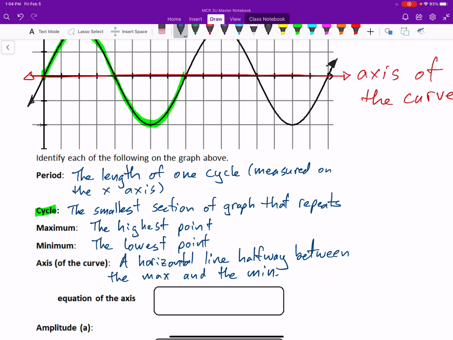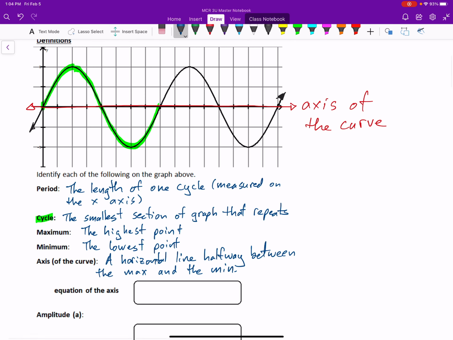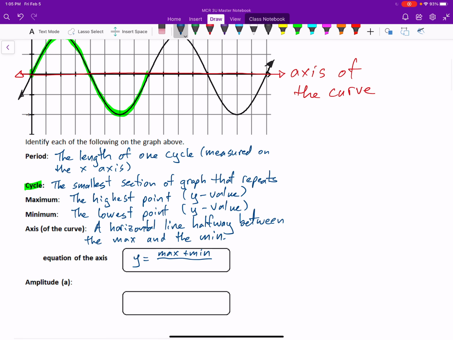If I want to know what the equation of this axis is, since it's halfway between the max and the min, I can just average those two values. So if the maximum is the y value of the highest point, and the minimum is the y value of the lowest point, then the equation of the axis is going to be a horizontal line, so y equals the max plus the min, the y value of the maximum plus the y value of the minimum, divided by 2.